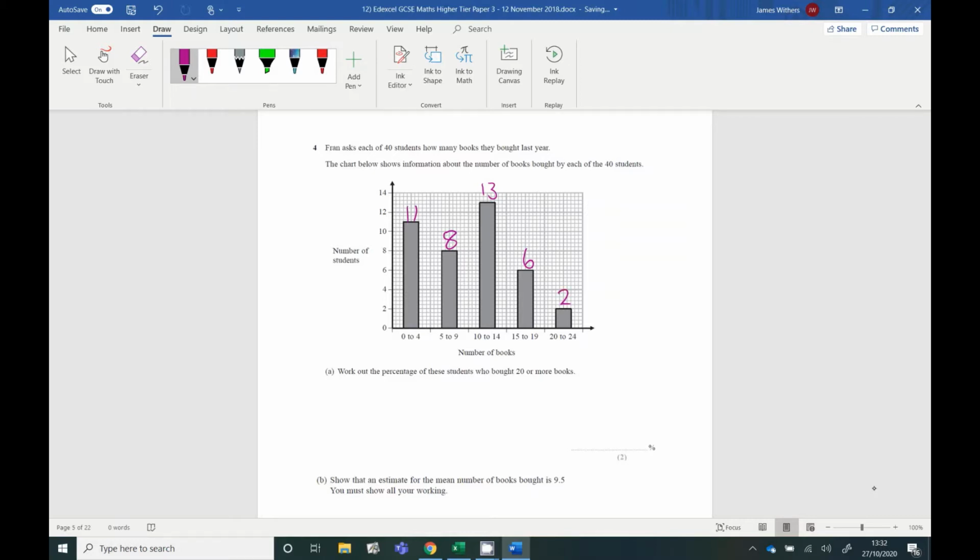So how many students is that in total? Adding up these numbers, 11 add 8, add 13, add 6, add 2, gives us 19, 29, 30, 31, 32, 33, 34, 40. Oh no, we knew there were 40 students, so I didn't need to add those up. So it's 2 out of 40, which needs to be turned into a percentage by multiplying by 100. So 2 divided by 40 times 100 gives us 5%.